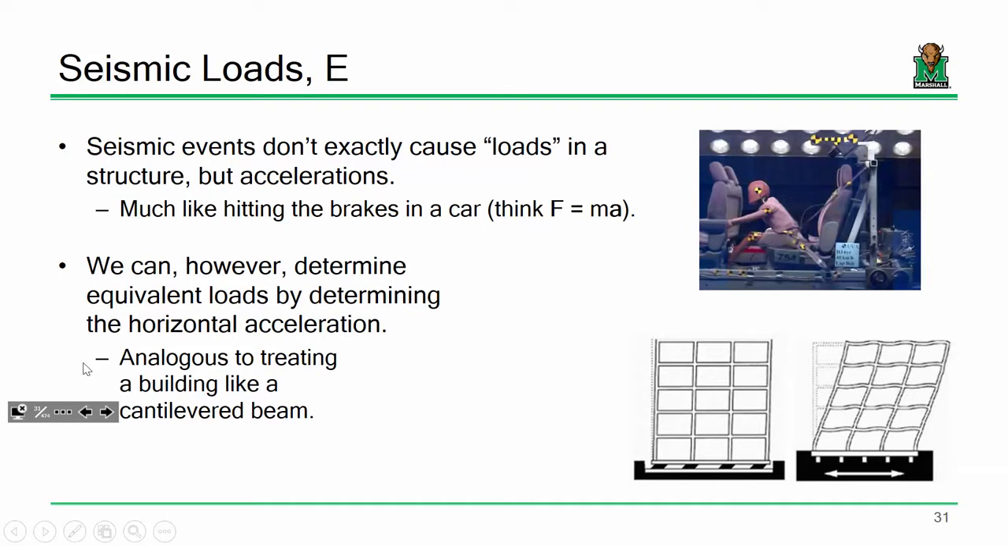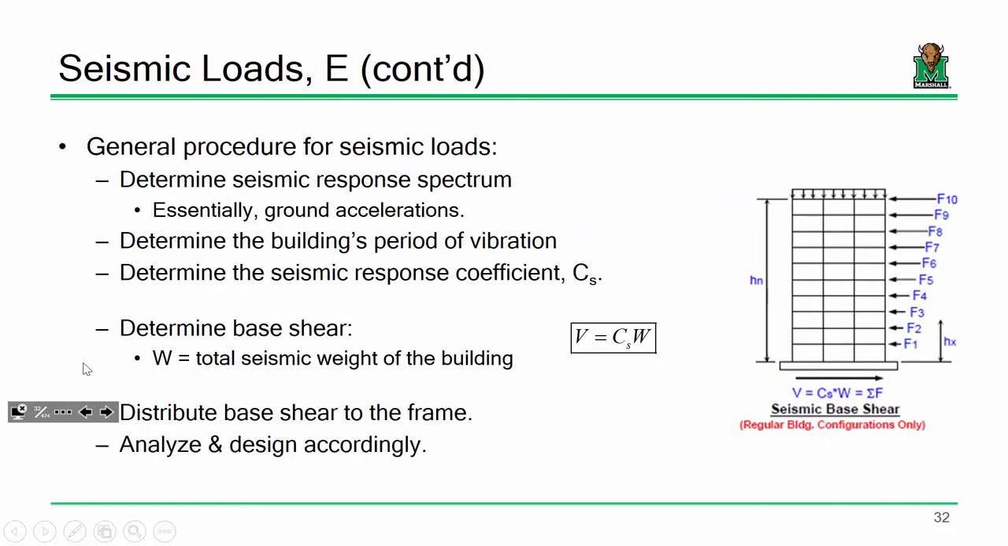Make sense? Same story with an earthquake. The building experiences an earthquake, so the ground is moving like this. It's accelerating the structure. The structure is undergoing a given acceleration. So force equals mass times acceleration. Your building, or your lateral system in your building, I should say, has to be able to withstand those resulting forces. Okay. Now, the general procedure for seismic loads tends to work something like this.